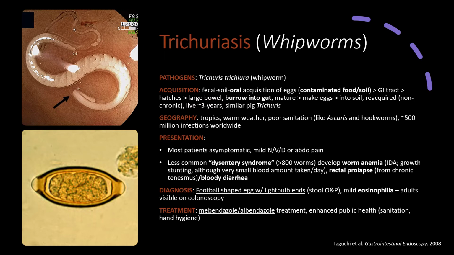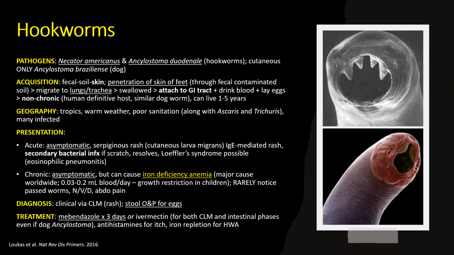Stool ova and parasite is effective in identifying these characteristic eggs. Patients may develop a peripheral eosinophilia, and treatment involves mebendazole very similarly to ascariasis. Again, don't skip the negation of important risk factors. Now moving on to our poor sanitation roundworms that burrow directly through the skin.